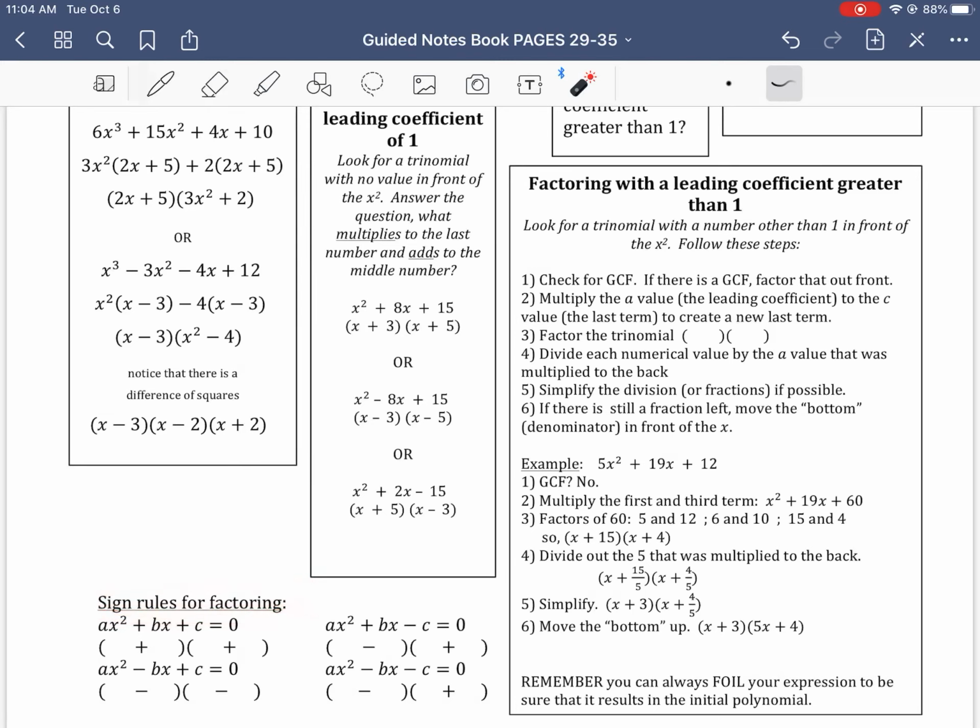Again, this is just a reminder of the sign rules for factoring, right? If this is a positive sign and everything's positive, then the signs in your factors are all positive. If this one's positive, but this one's negative, then these are all negative. And then again, if you ever have a negative at the end, you have one of each.